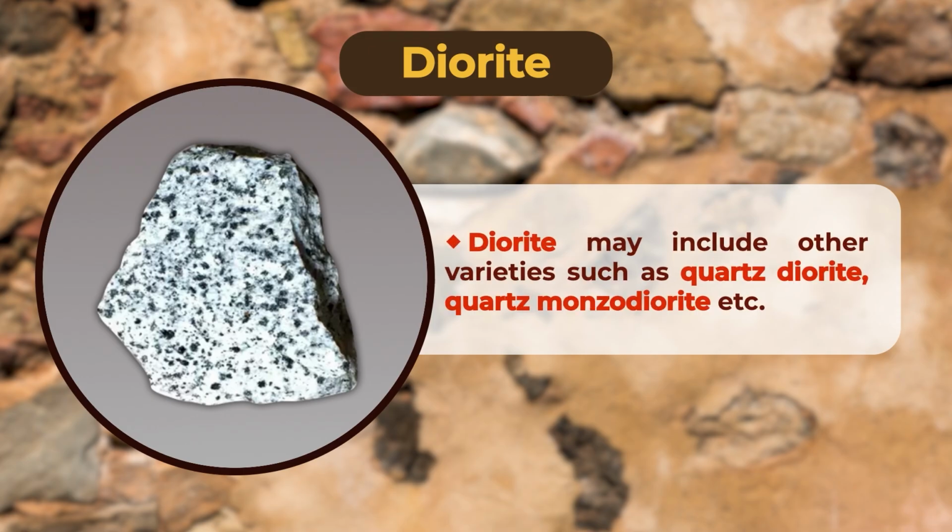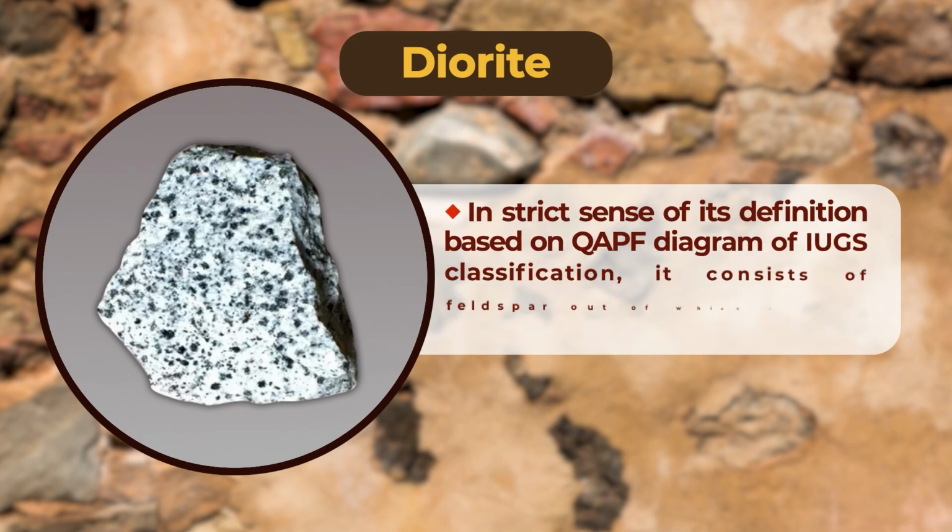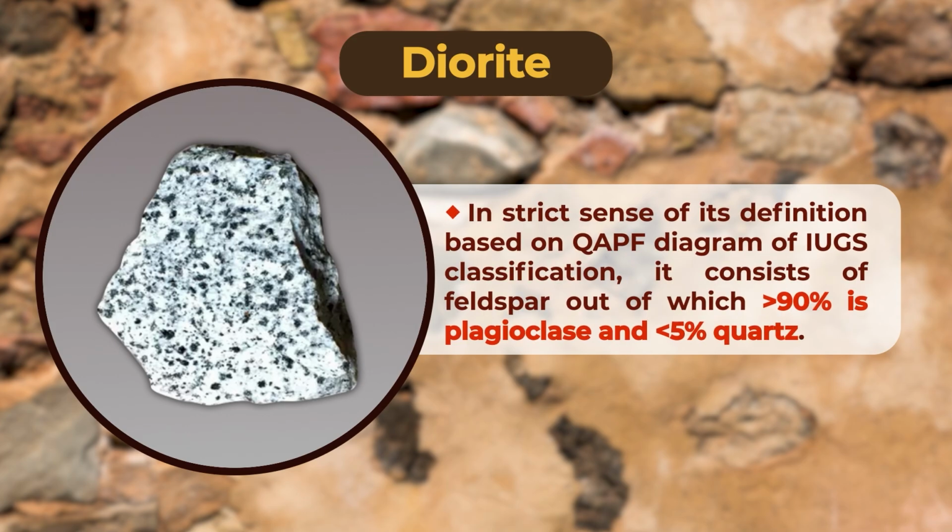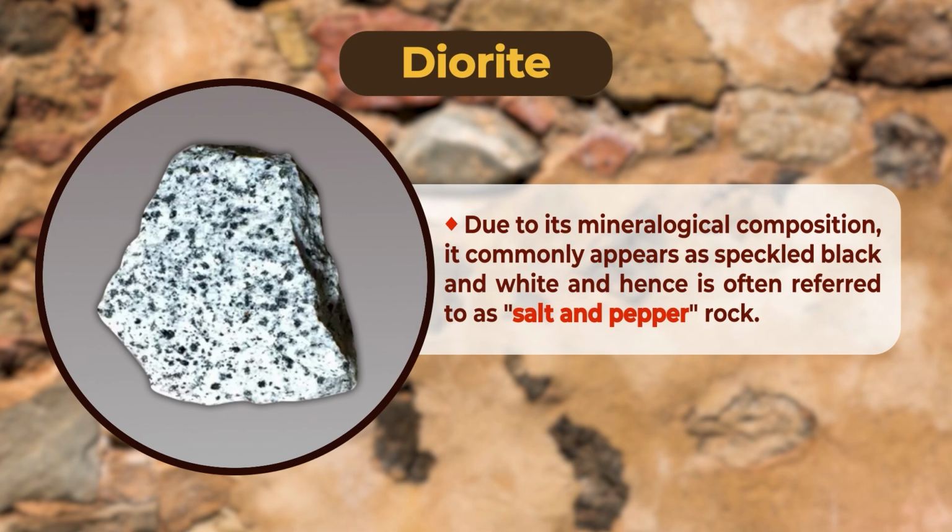Diorite may include other varieties such as quartz diorite, quartz monzonite, etc. In the strict sense of definition, if we follow the QAPF diagram of IUGS classification to demarcate a diorite, it will consist of feldspar, out of which more than 90% will be plagioclase, and less than 5% will be quartz. Due to its mineralogical composition, it appears speckled black and white, and that's why this rock is also referred to as salt and pepper rock.